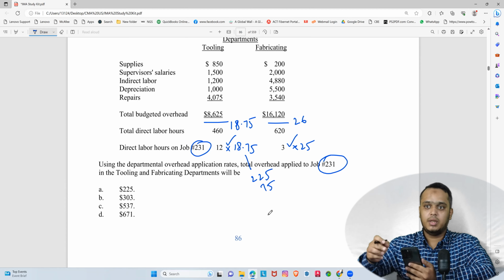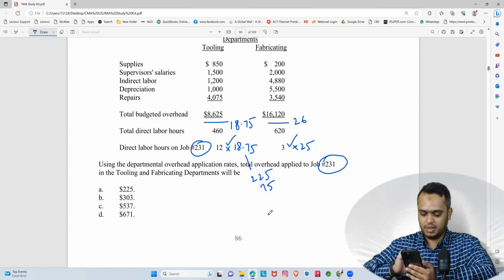Sorry, that's 26. Why did I multiply it with 25? 16,120 divided by 620 is equal to 26. So this, see, silly mistake. It's good that there is no answer related to it. Otherwise, I would have ticked it and gone ahead.